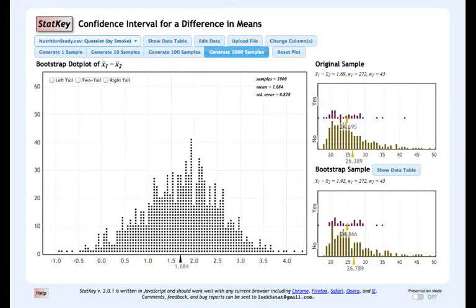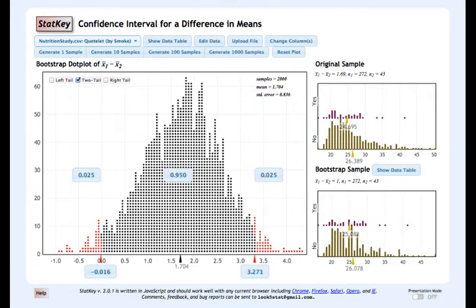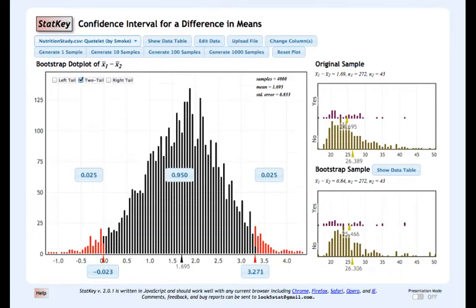And a few thousand samples to get us started. Since we're using the percentiles method, I will select two-tail, and this gives me a 95% confidence interval, which starts at negative 0.016 and goes up to 3.271. Maybe I'll generate a few thousand more samples and let this stabilize a bit. Okay, negative 0.023 to 3.271.